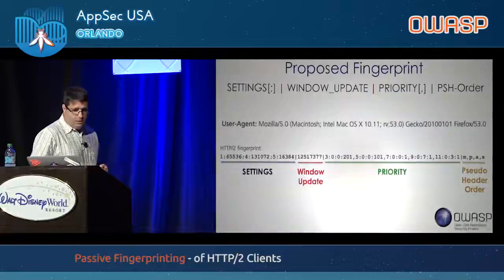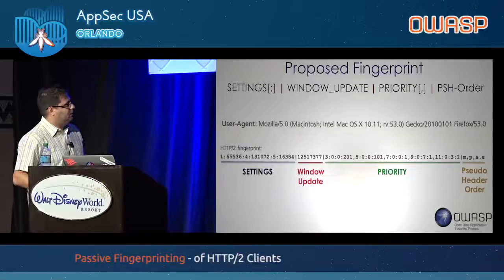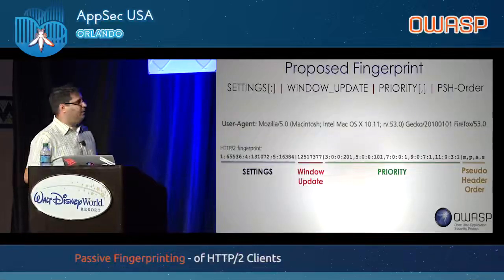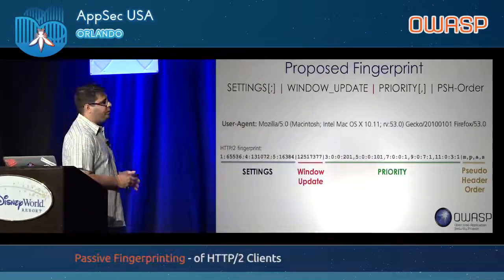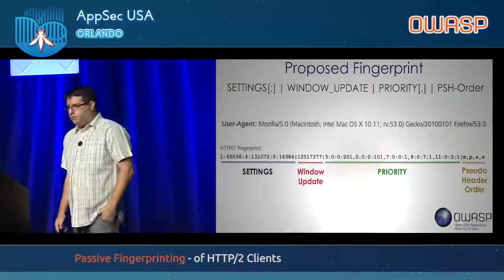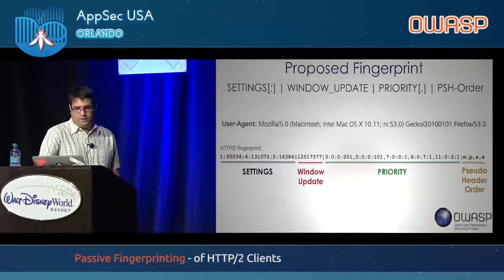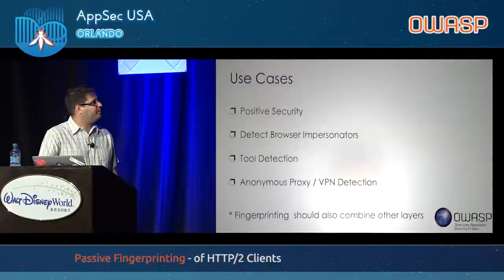So we have the final fingerprint. This is an example. We've discussed all of the elements, the settings, the window update, the priority, and the pseudo headers. And this is where we actually stopped. And that gave us quite good results. Let's talk about the use cases.